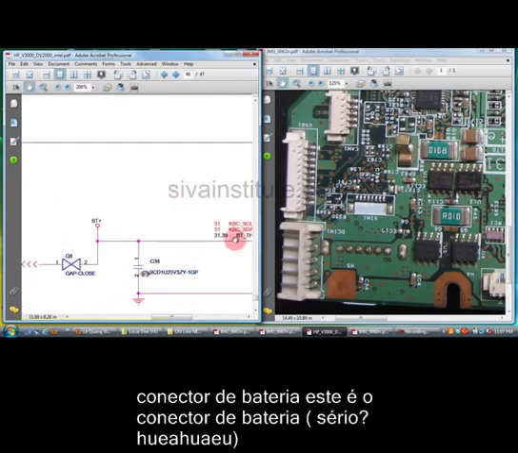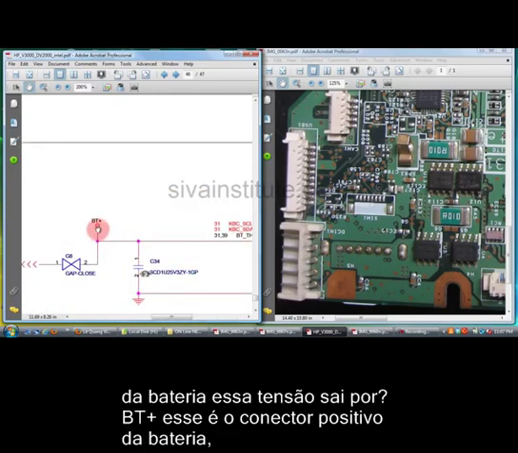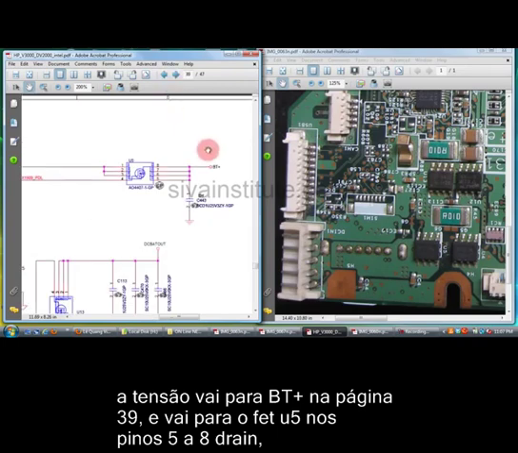From this battery connector, voltage comes out from BT plus. This is the battery positive pin. This voltage goes from the battery connector, positive voltage, to FET U5, pin number 5, 6, 7, 8. This is input, this is output.